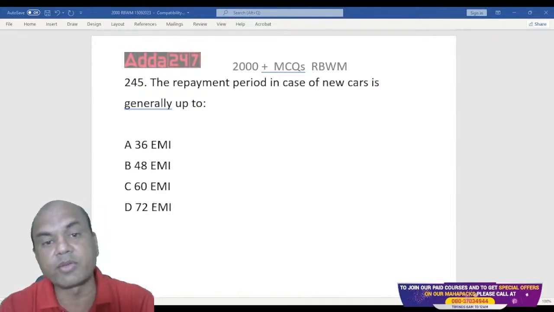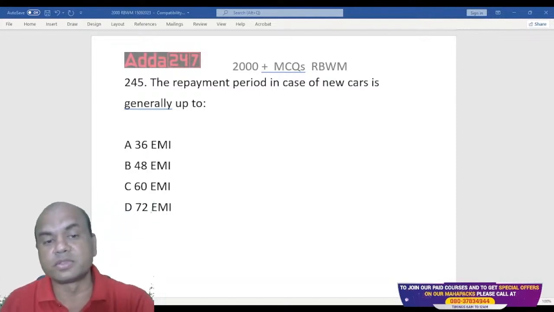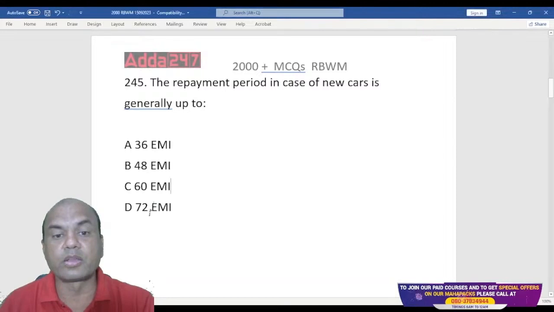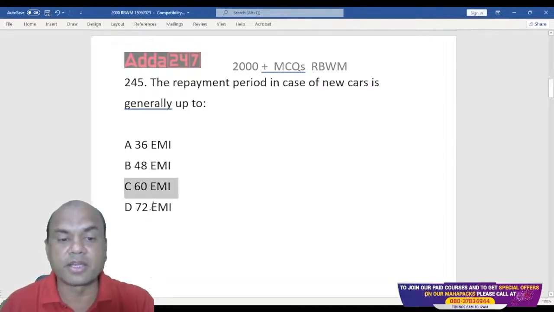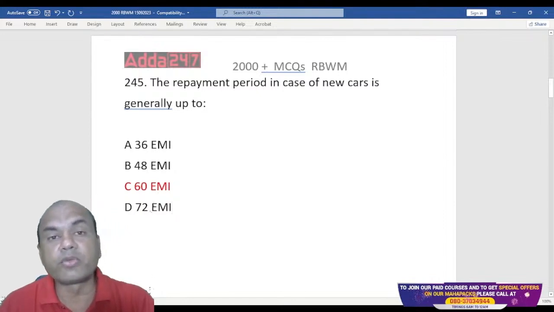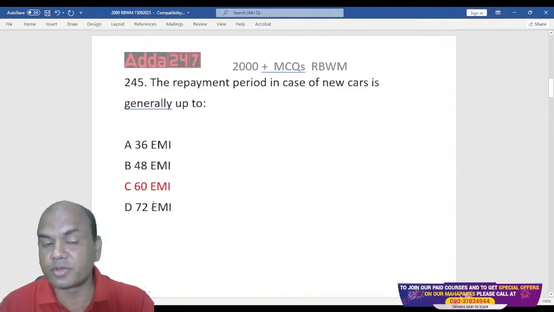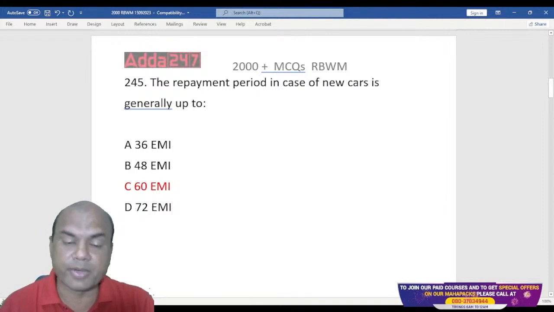So, have you got it, everyone? What is the answer? New car loans is 60 EMI, correct? 5 years. New car loans is always 5 years. Now, vehicle loan, many of you get confused in vehicle loan. Vehicle means which vehicle are we talking of? We are talking of two-wheeler, we are talking of car. But we are not talking of commercial vehicle. Suppose truck loan, that is not considered as a vehicle. That is a commercial vehicle. So vehicle loan is separate. Got it?